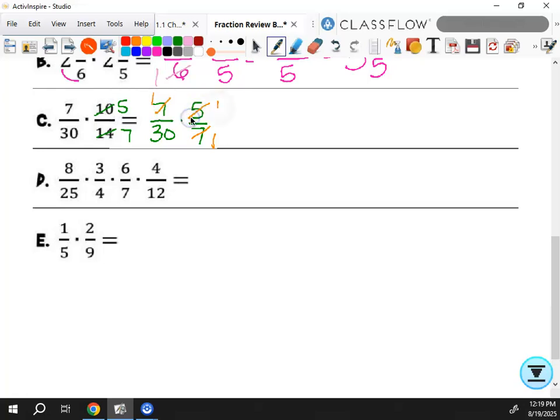5 goes into 5 once. How many times does it go into 30? 6. So then when I multiply straight across, I get 1 in the numerator, 6 in the denominator. So notice if we actually cancel before we multiply, then there's nothing to reduce in the end.